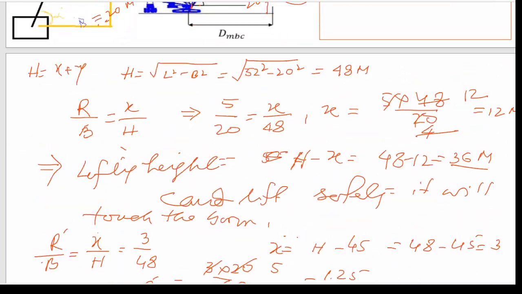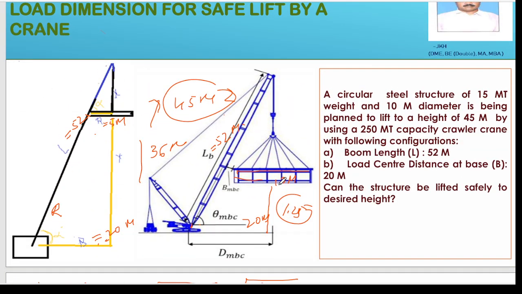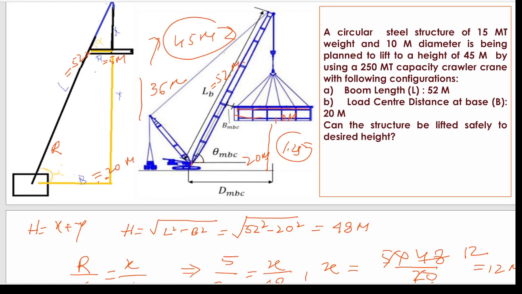So likewise, during lifting you need to check the dimension also, so that after lifting some height you do not face any problem. I think it will be helpful for your further lifting practices.